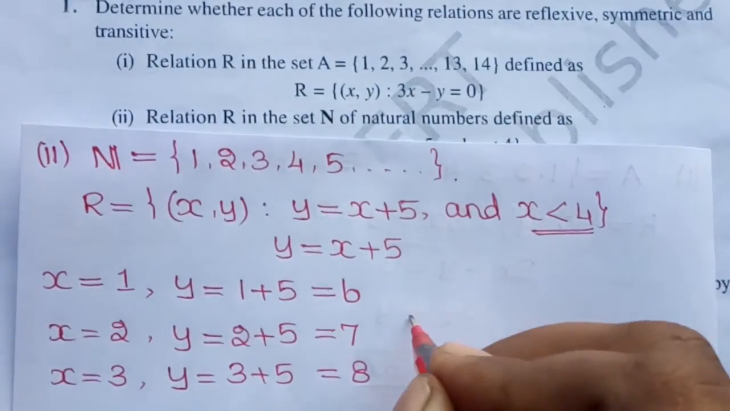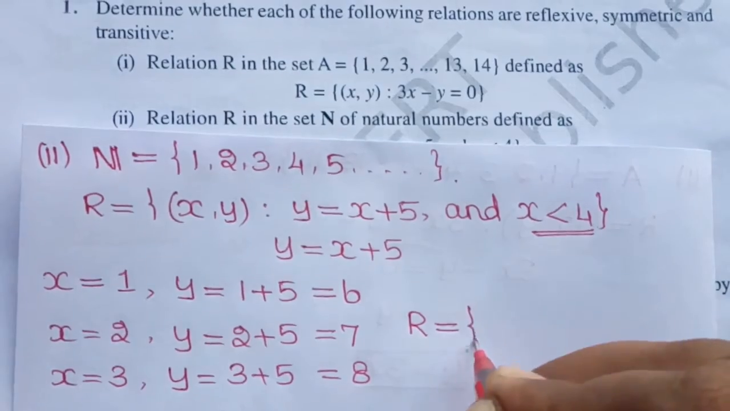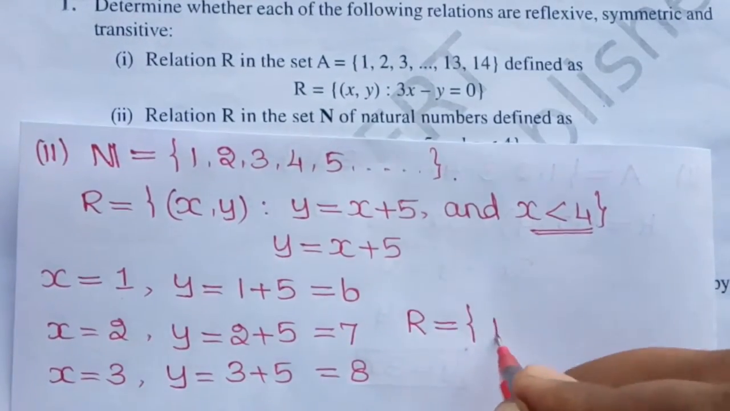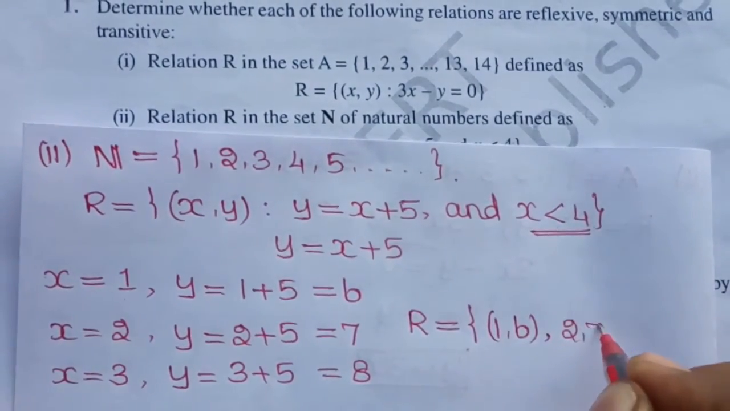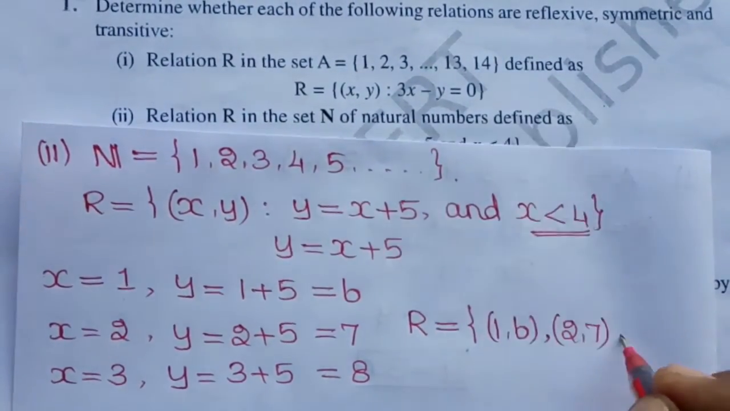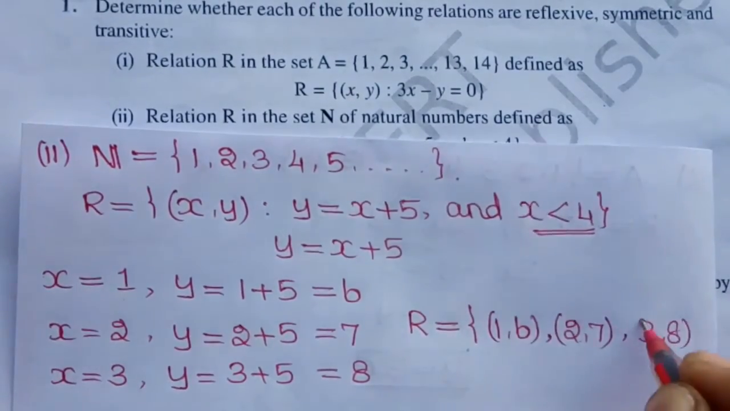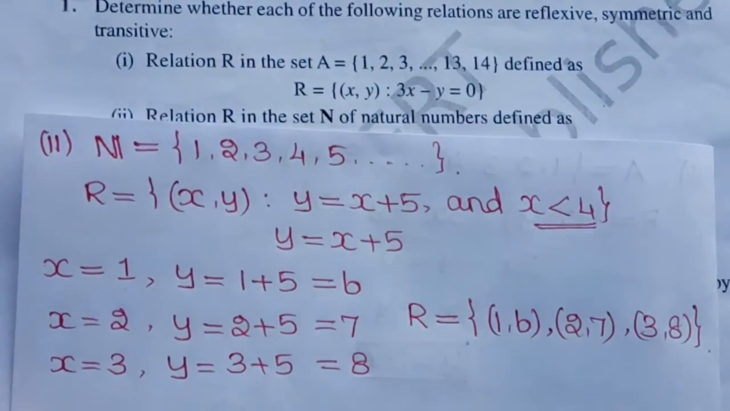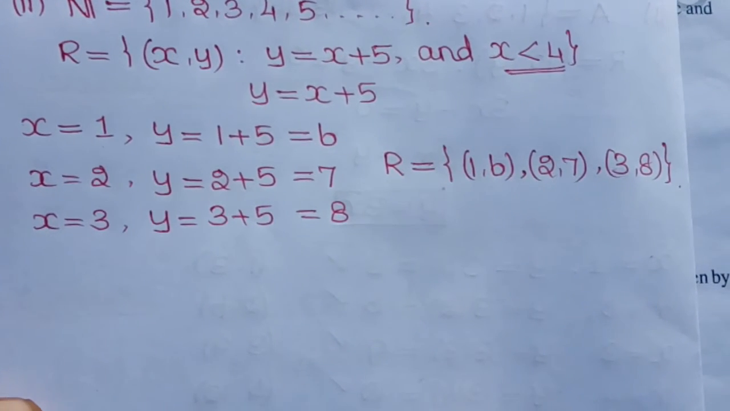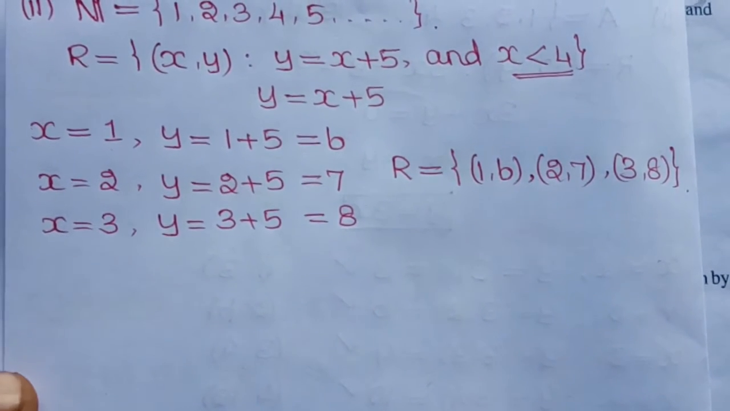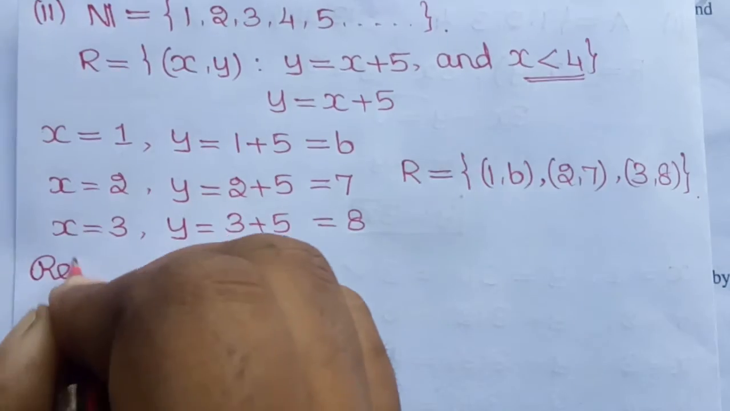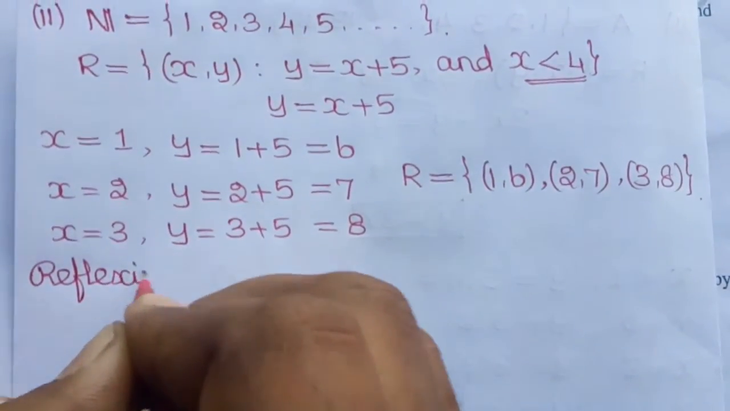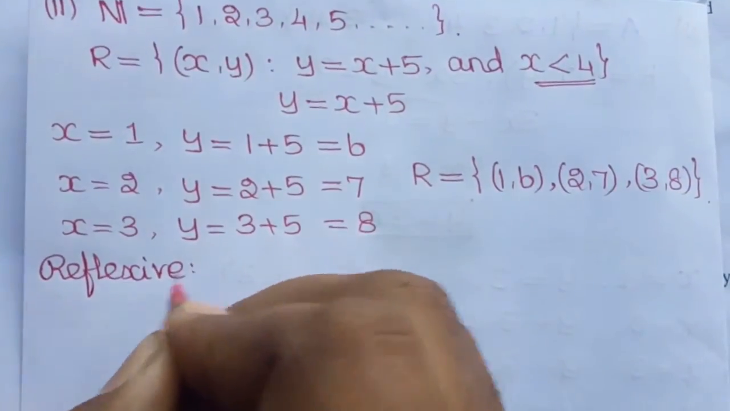Therefore the elements of the relation R are (1, 6), next (2, 7), next (3, 8). So these are the elements of the relation R. Now we want to check whether the relation is symmetric or not, reflexive or not, transitive or not. First condition is reflexive. So we want to check the reflexive condition.